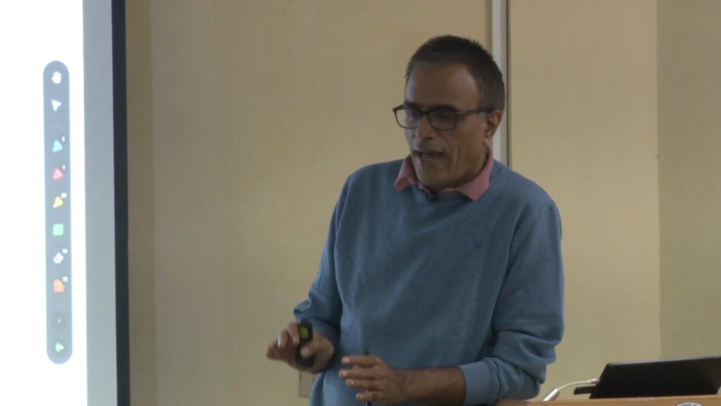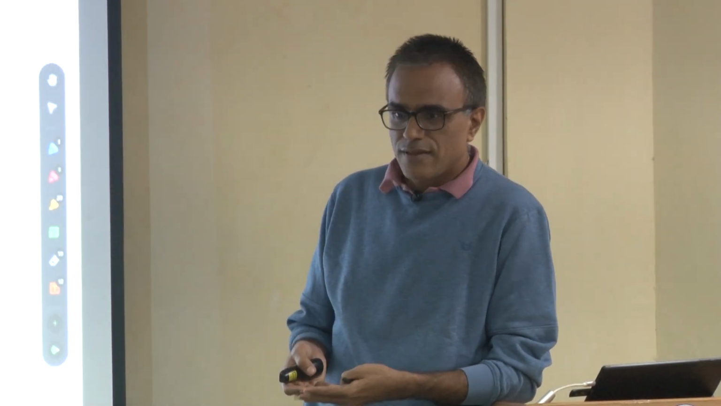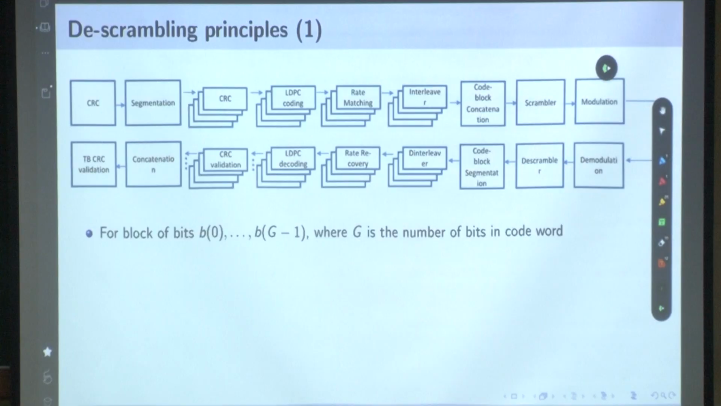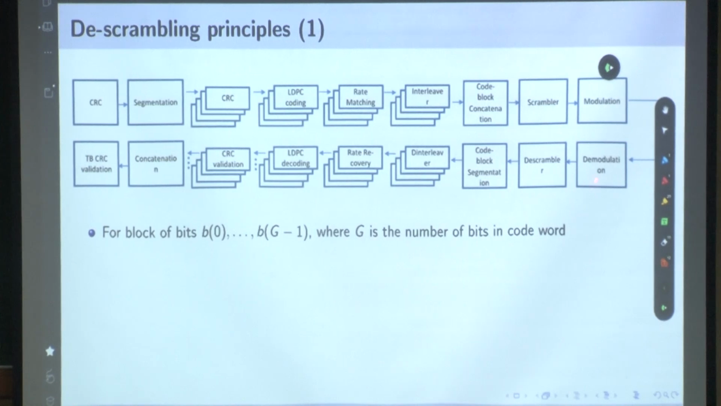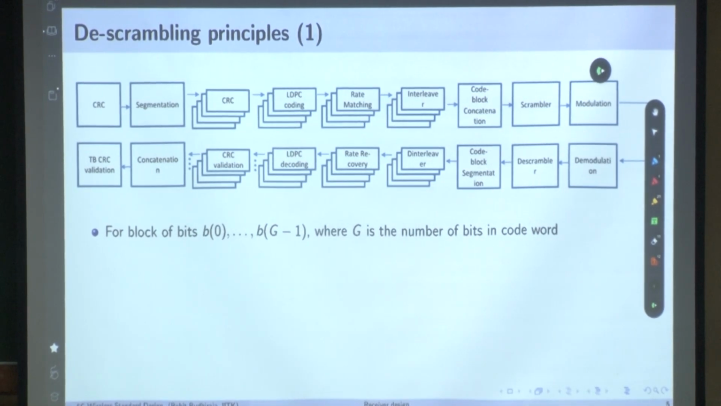Those bits you process, and you do the reverse processing at the receiver. What is the reverse processing you need to do? The demodulation is done. Then, instead of scrambling, you have to descramble those bits. How are you going to descramble them? What do you need to descramble? One thing is these demodulated bits. There's something else you need to descramble, and what is that?